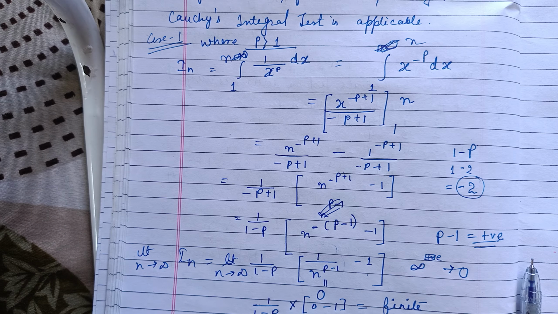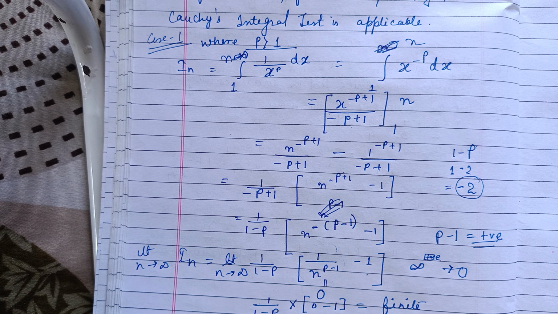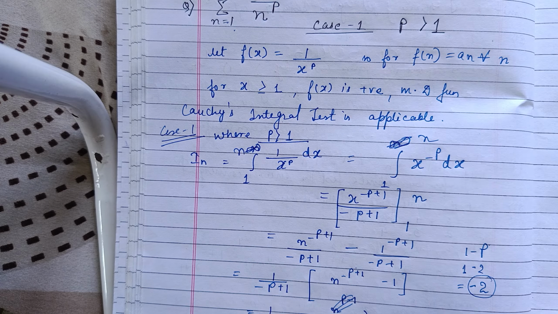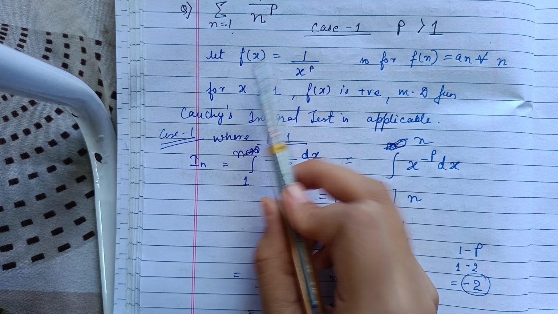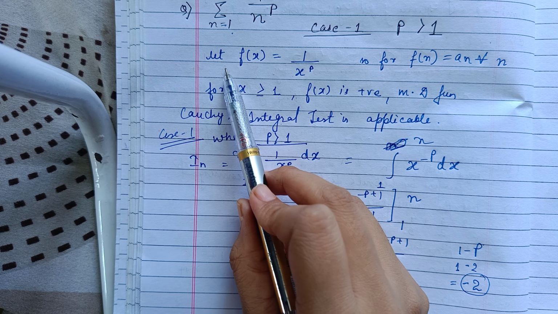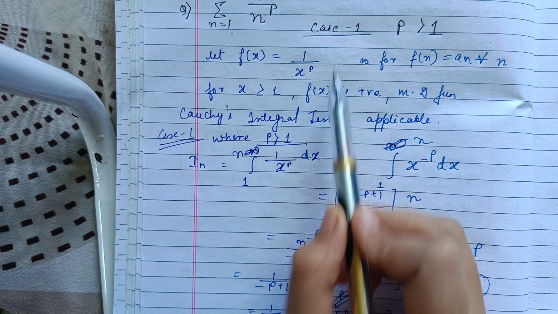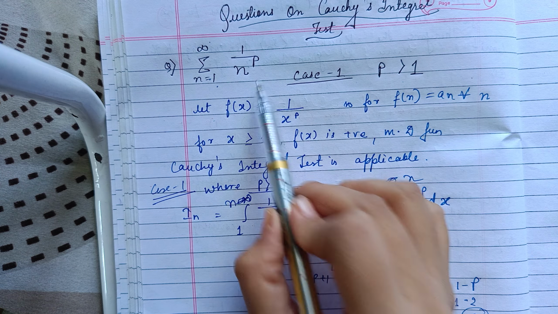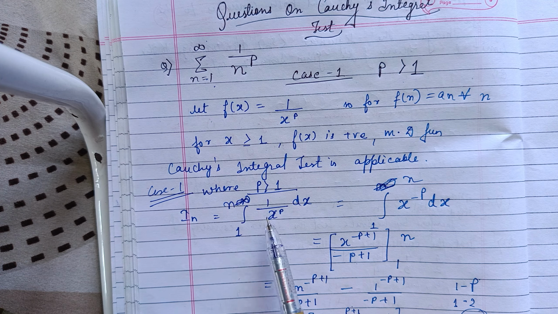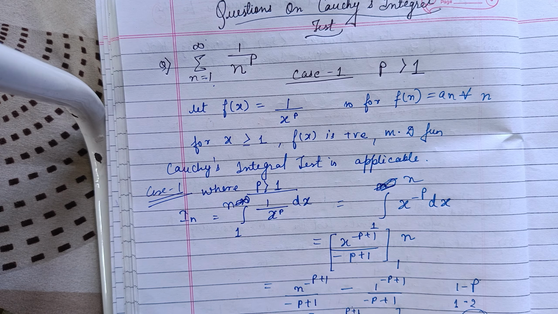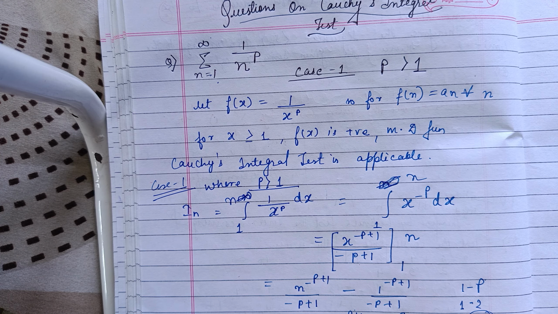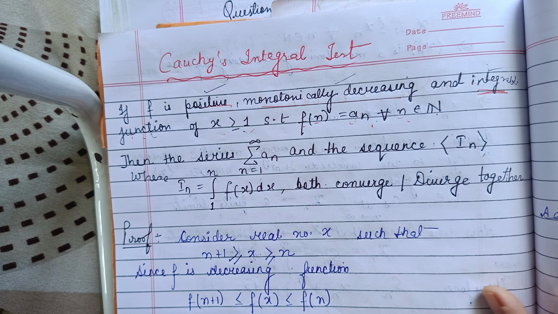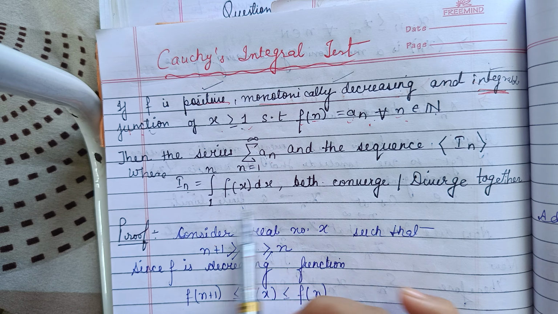Now, in whichever step you have confusion, I can clear it, from the start, what I did first. Here, case 1: p is greater than 1. Then I have seen that all three conditions are satisfied for the function f(x). Okay, so I can write In is equal to this. From where am I getting this? From the statement. Let me show you the statement. This is the statement. Okay, so I can write it as this.